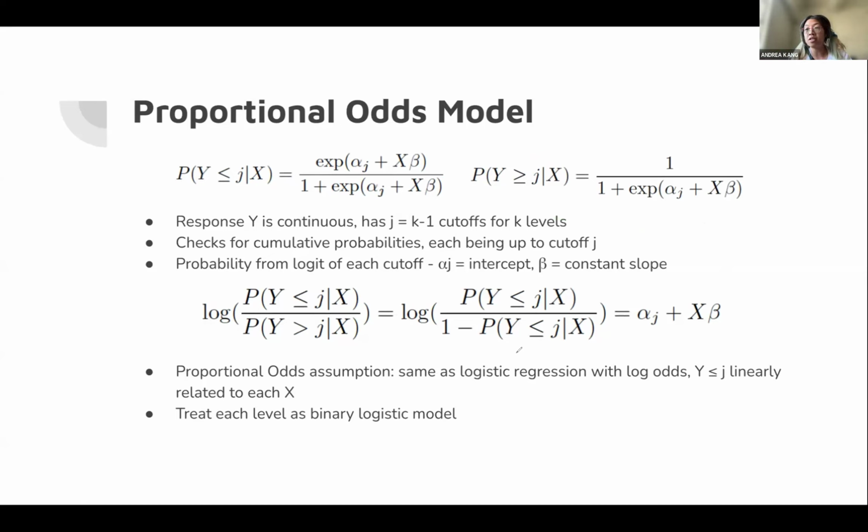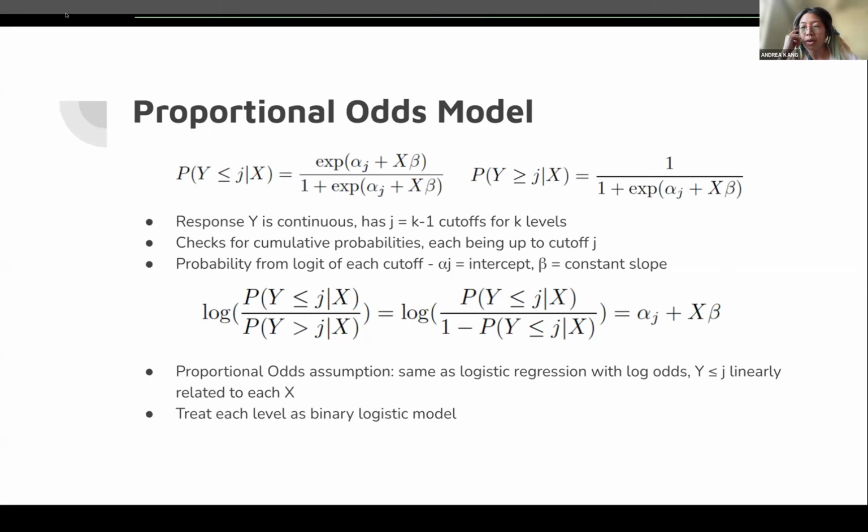So for the proportional odds assumption, the key thing is that it focuses on logistic regression, the log odds, and we want to make sure that the target variable is linearly related to each x. So we do want to treat each level sort of like a binary logistic model in this case. But that is only one model.